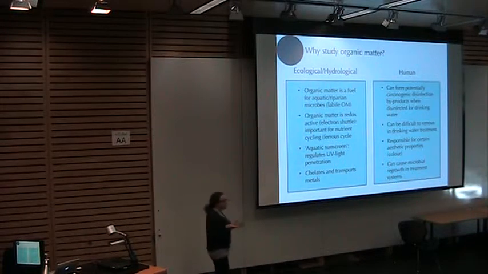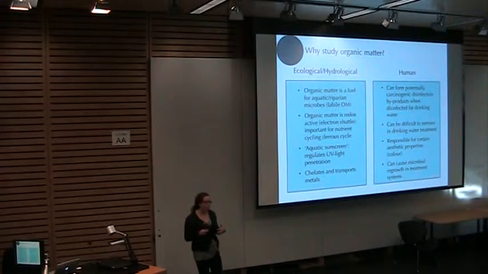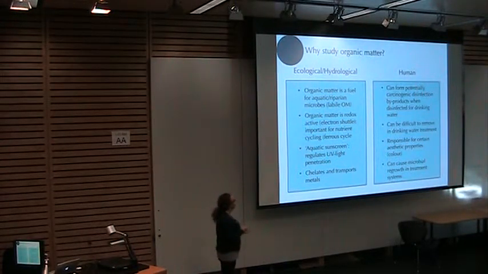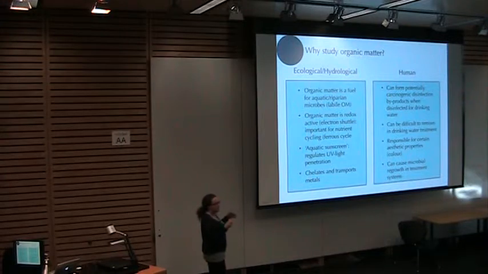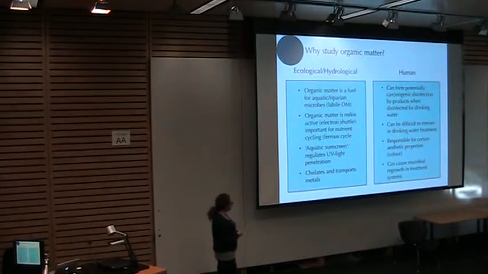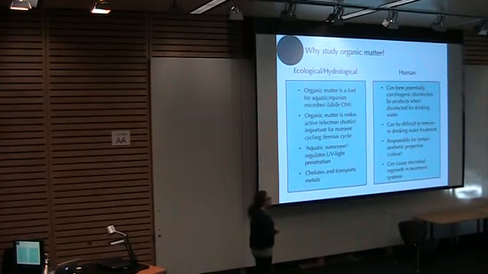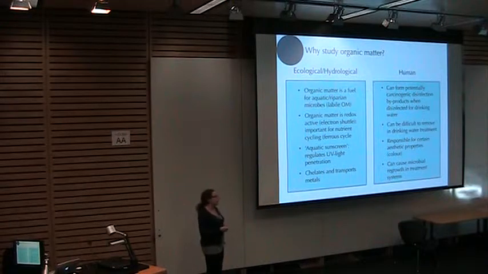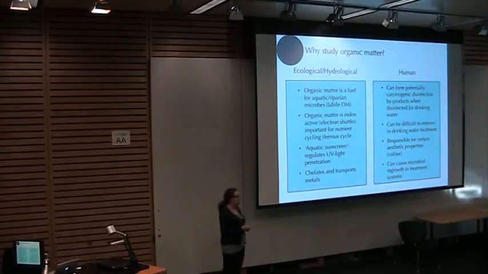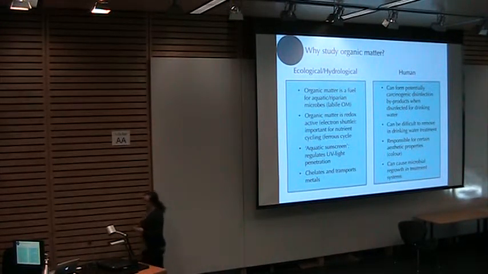Secondly, in terms of trying to treat water for drinking water, organic matter in water can be difficult and expensive to actually remove. It's responsible for certain aesthetic properties, such as color, which relates to the fact that it acts as this aquatic sunscreen. And it can also cause microbial regrowth, which is important in terms of the fact that you have to maintain your system more, as well as you can get pathogen regrowth if this issue is prevalent.